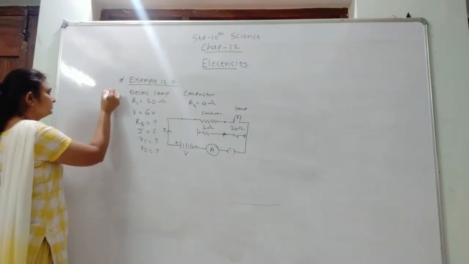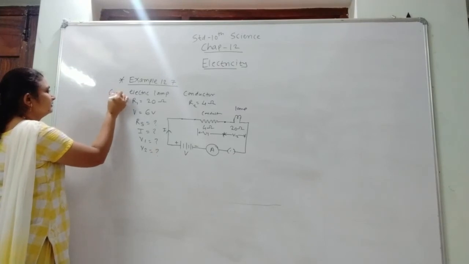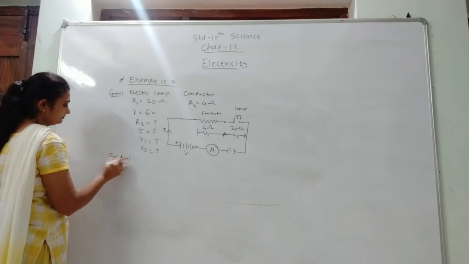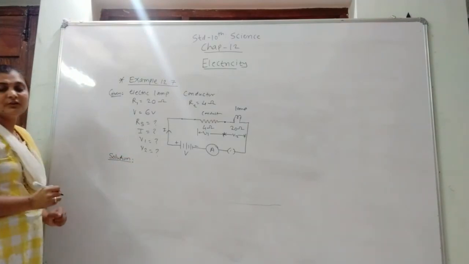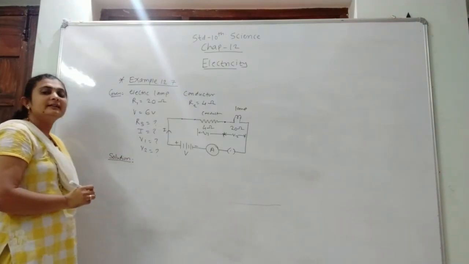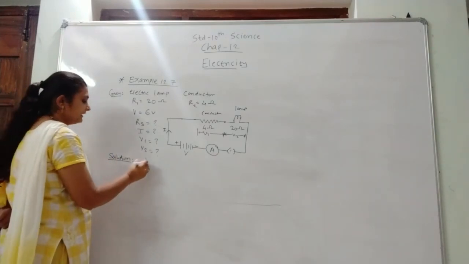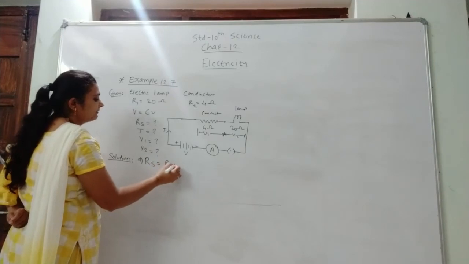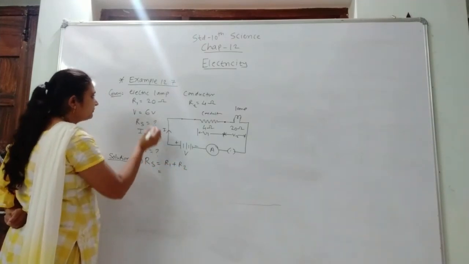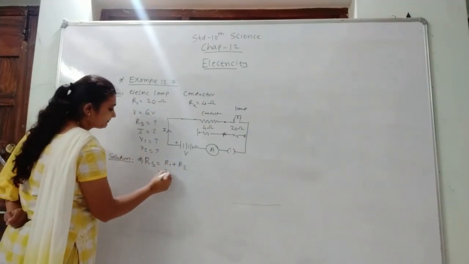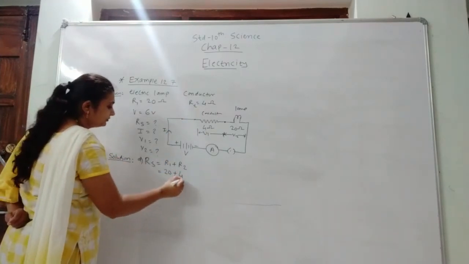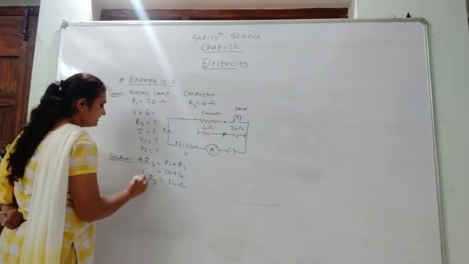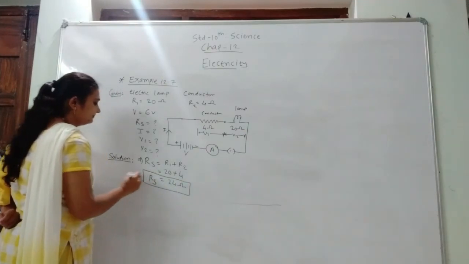Now solution. What is the formula for equivalent resistance of the series connection? Rs is equal to R1 plus R2. What is the value of R1? 20. R2 is 4. 24 ohm. Rs is equal to 24 ohm.